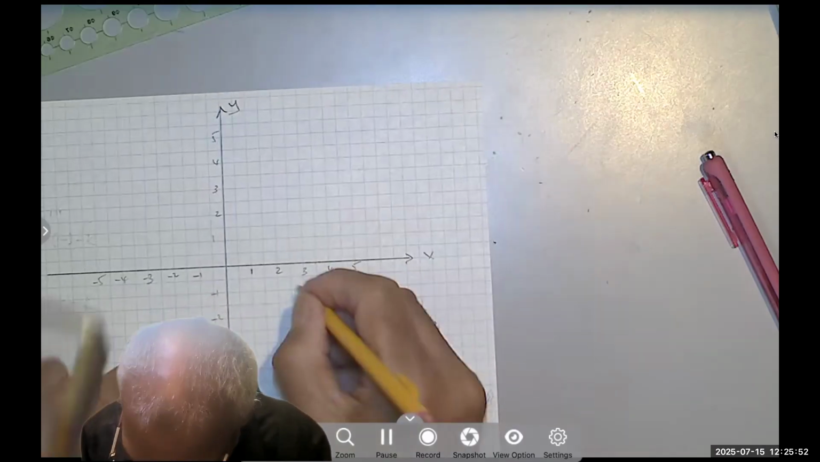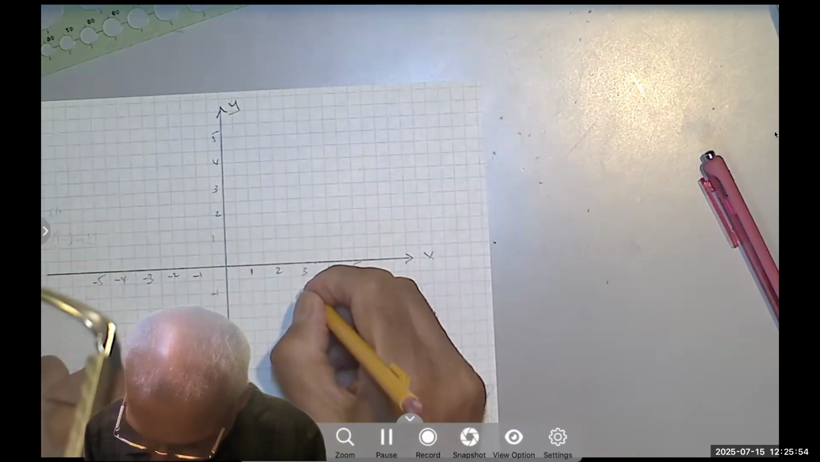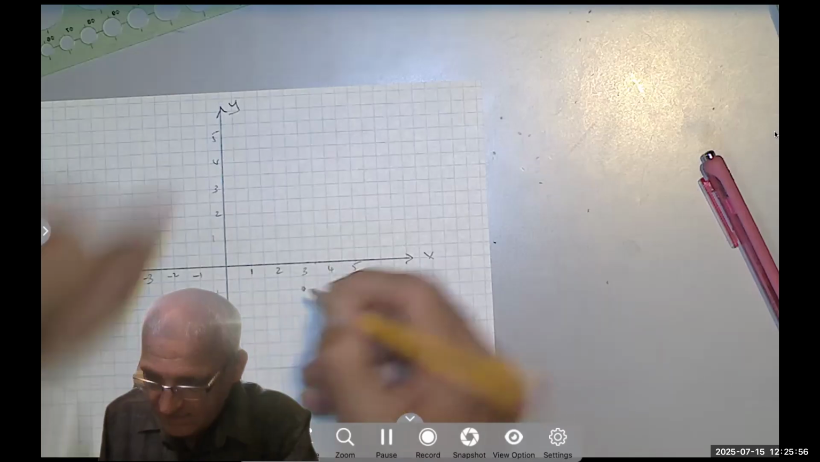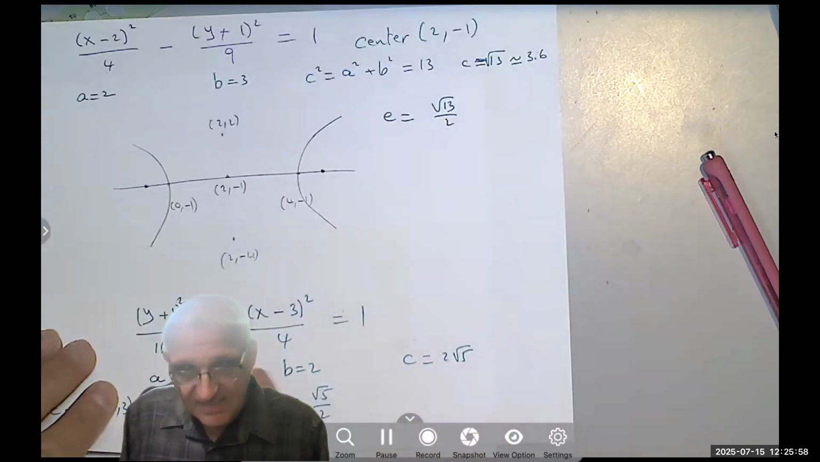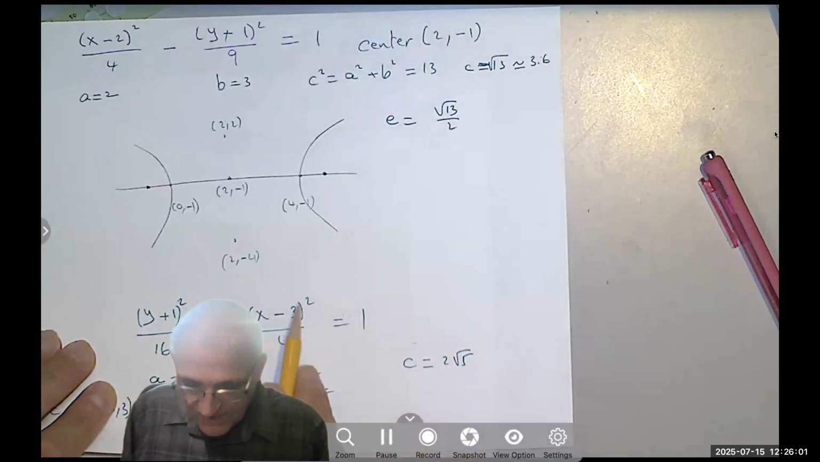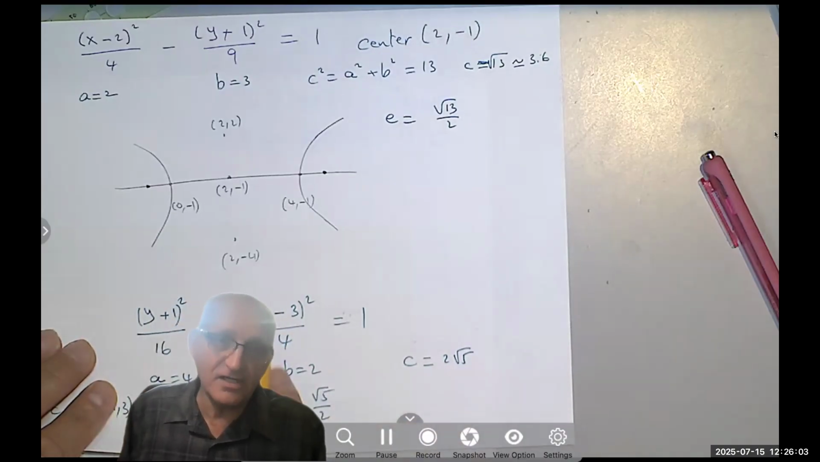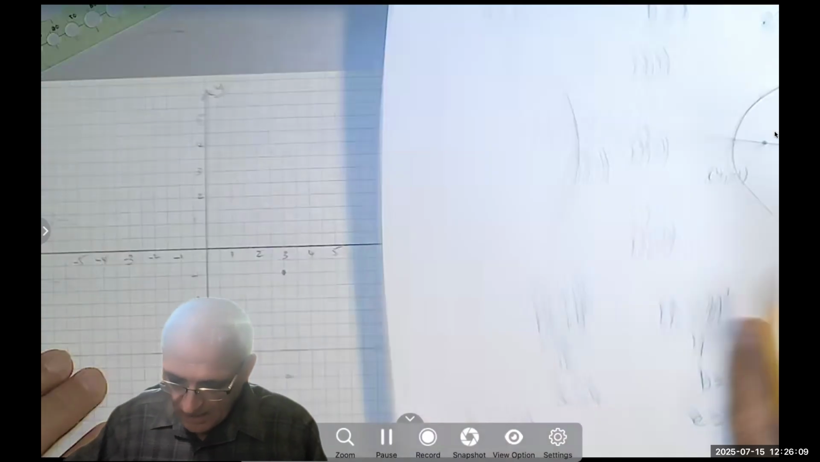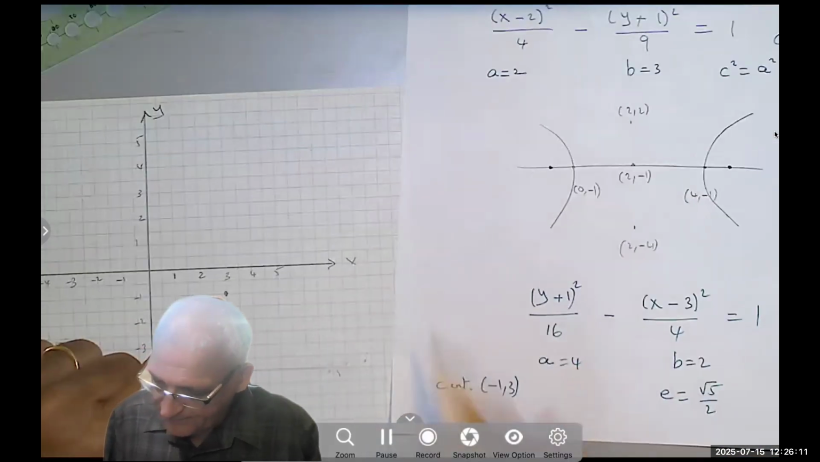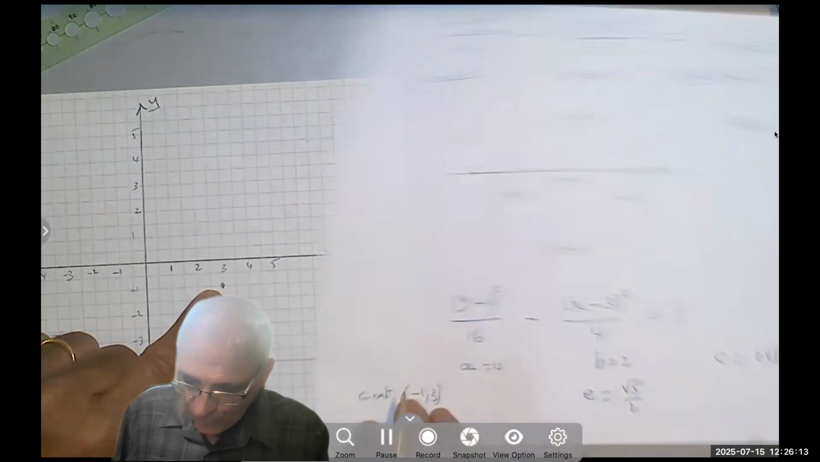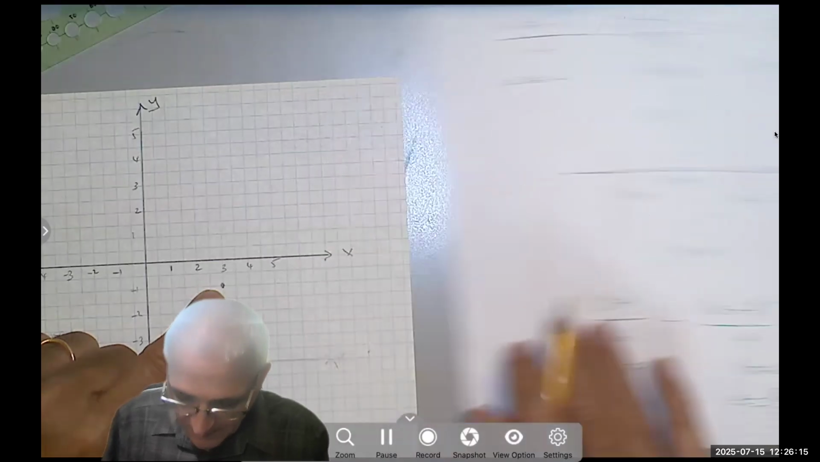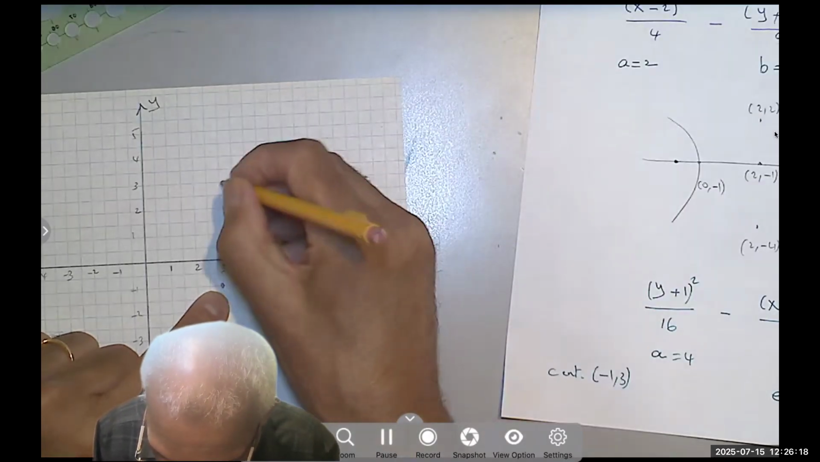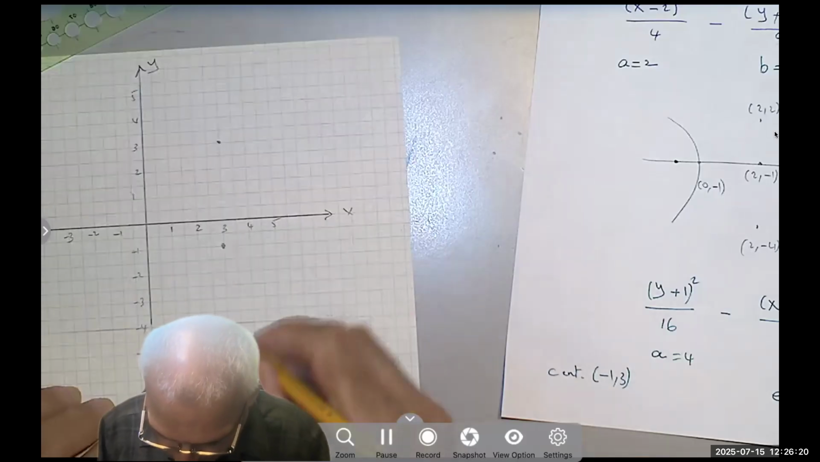Okay, 3 and -1 we said is the center. Notice, we start with the x. The x is the second number, so it's 3 and -1, not -1 and 3, as many fall into that trap. We have the y before the x. So that's the center. A is 4. A belongs to the y, meaning I'm going to go up 4 and down 4.